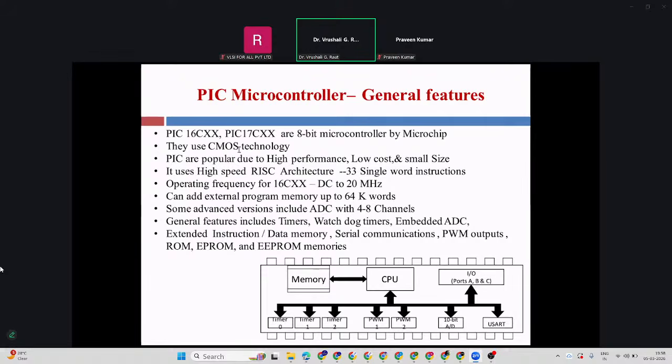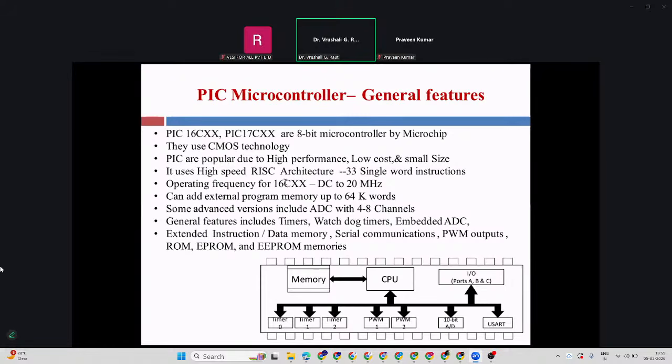Then PICs are popular due to high performance, low cost, and small size. All these three things are there. High performance is the important thing coming here. It uses high speed RISC architecture. So clearly, what architecture? RISC architecture. And that was the reason in the last slide we saw the importance of RISC architecture. It has 33 single word instructions. In assembly language, how many instructions are there? 33 single word instructions are there.